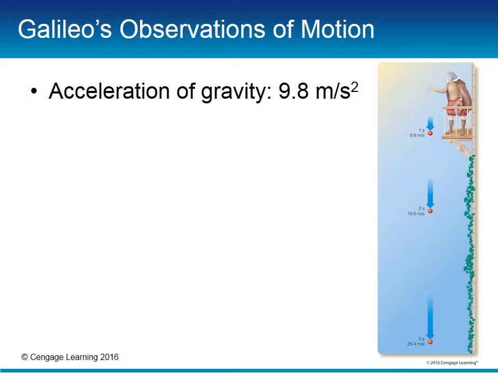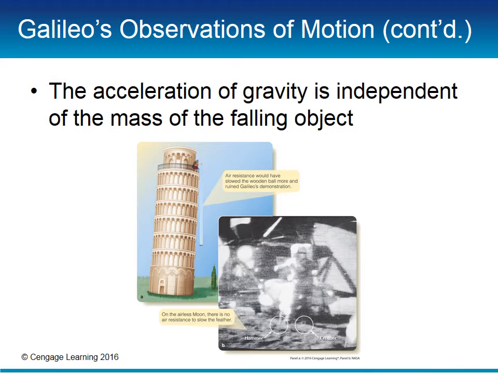Galileo found that a falling object is accelerated downward each second. Its velocity increases by 9.8 meters per second, or 32 feet per second. Galileo's observations were that the acceleration of gravity is independent of the mass of the falling object.